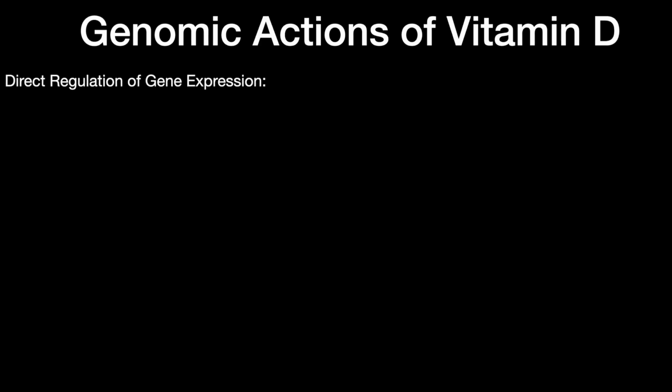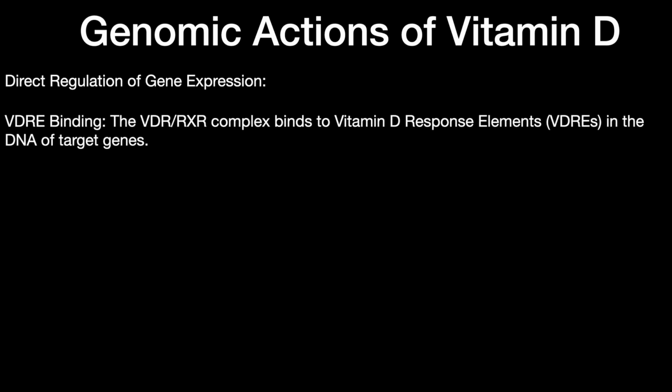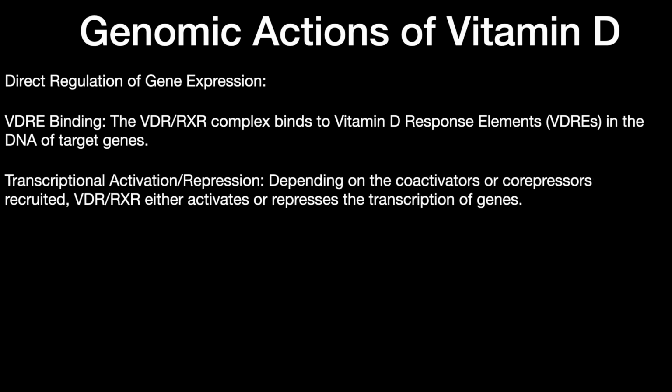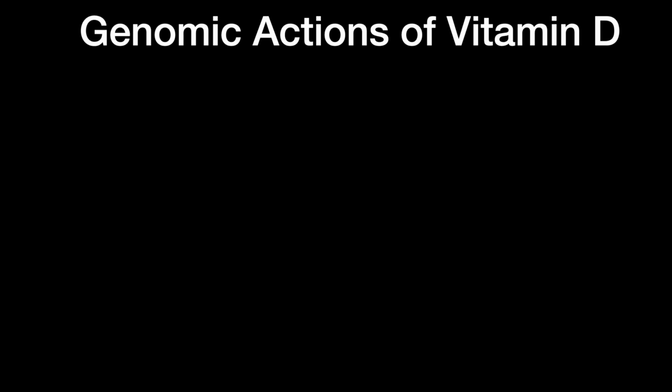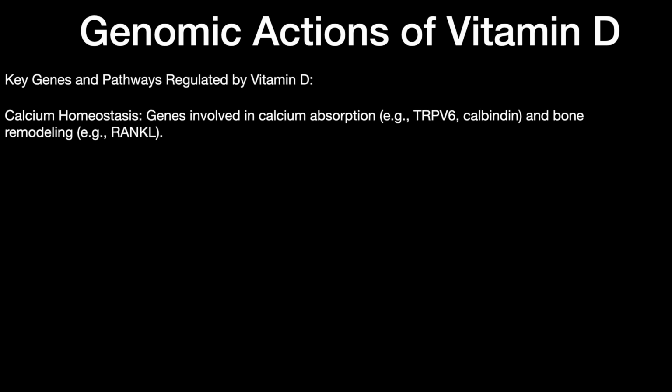Next, there are various actions of vitamin D3 through this receptor. Some are genomic actions, some are non-genomic actions. First we will discuss the genomic actions, that is the direct regulation of gene expression, as we already discussed, that is the VDRE binding. Next is the transcriptional activation and repression. Next are the key genes and pathways that are regulated by vitamin D.